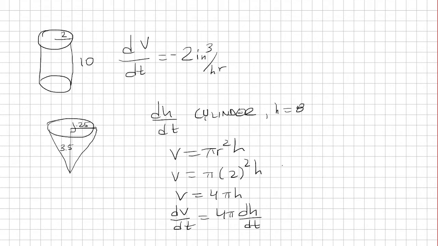We're given the derivative. dV over dt is negative 2. And so we want to solve for dH over dt. So divide both sides by 4 pi. We get negative 1 over 2 pi for dH over dt. So the volume is decreasing, which you would expect the height to decrease as well. And the units here are just going to be inches per hour.